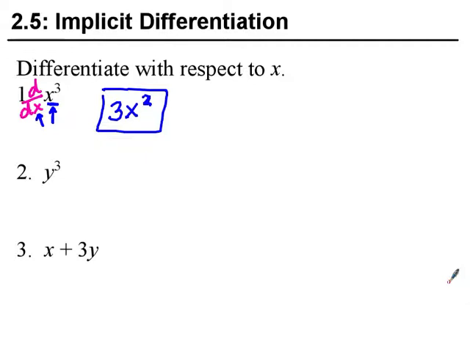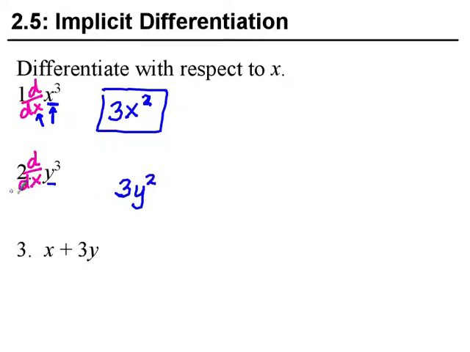Okay, now let's look at the next one. You've got an x and an x. They match. So this one, I'm going to take d dx. Now I'm going to go ahead and take the derivative of y cubed. And I already told you, what's the derivative of y cubed? Yeah, that does 3y squared.